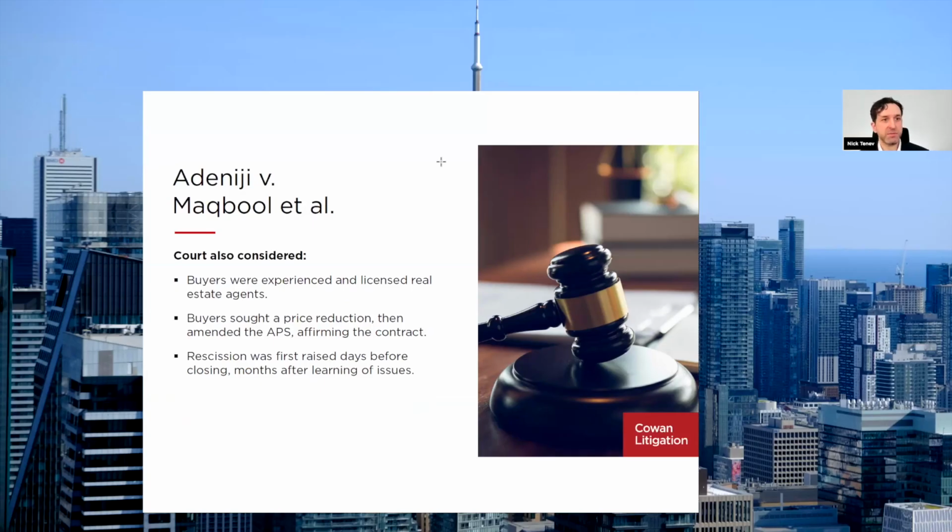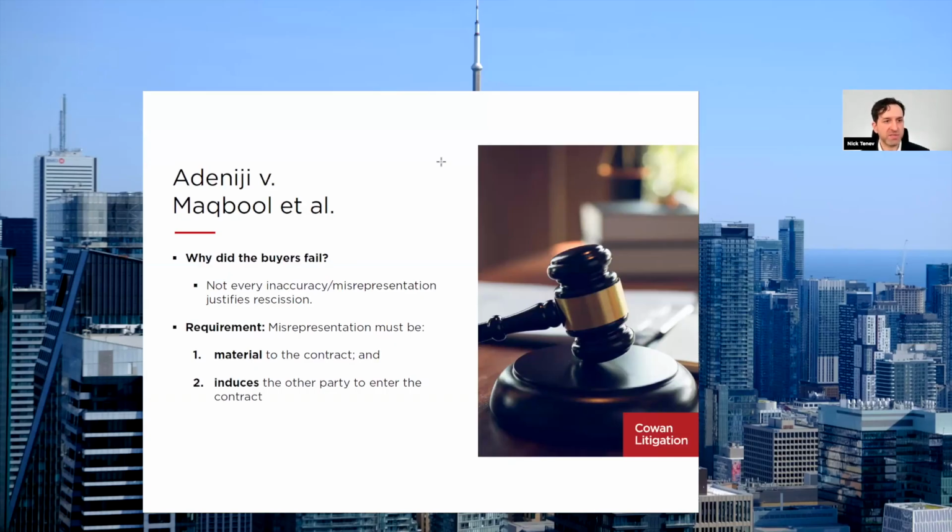The court also considered that the buyers were experienced real estate agents. The buyers sought the price reduction and amended the APS, and the refusal to close came only a few days before closing, while they knew about these inaccuracies for months. So they were slow to act. So the court felt that was a factor to indicate that the buyers did not feel these inaccuracies were important. So why did the buyers fail? The court said not every inaccuracy or misrepresentation justifies rescission.